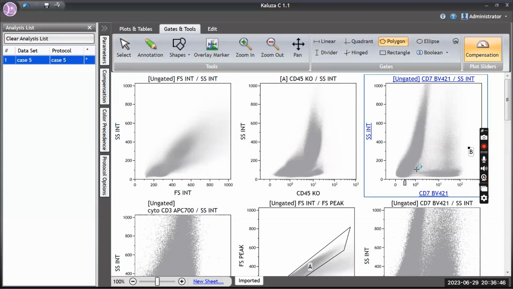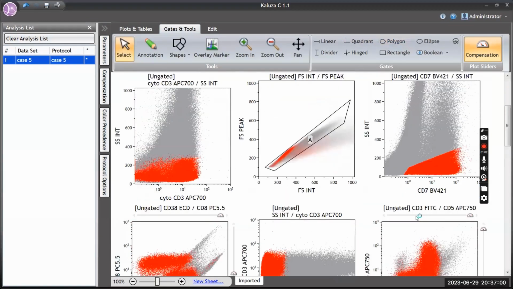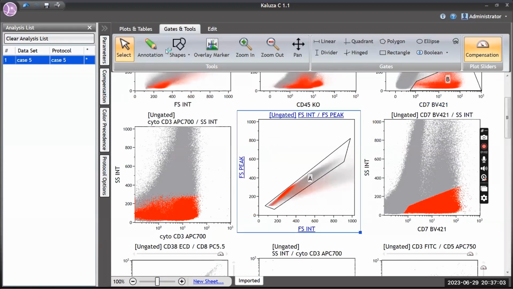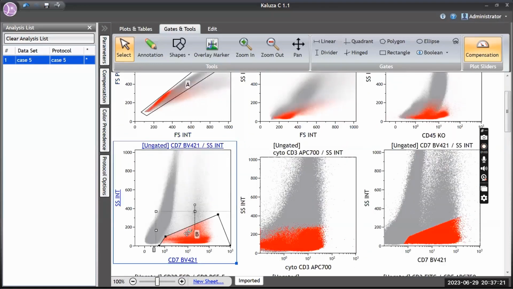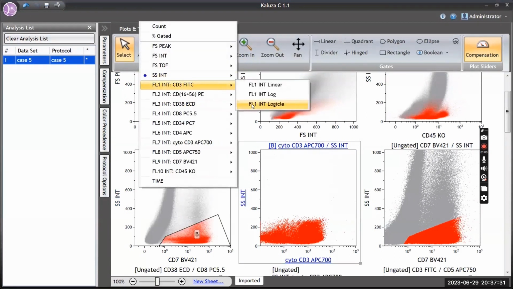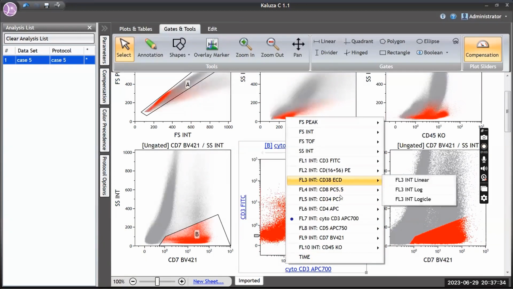Let's get the entire CD7 positive population. Then let's check surface CD3 versus CD7.